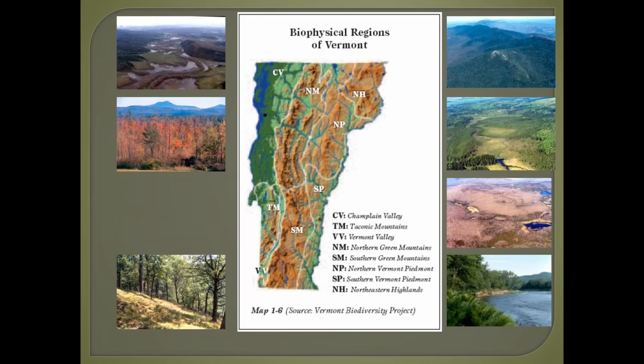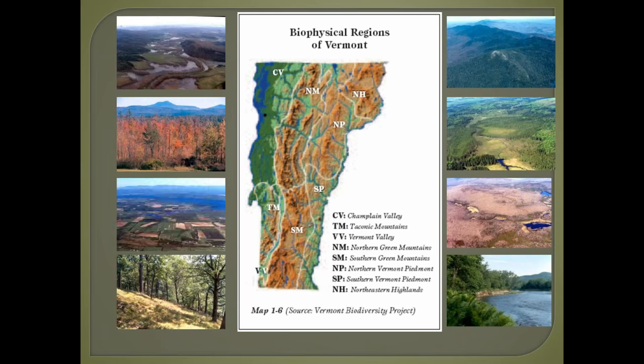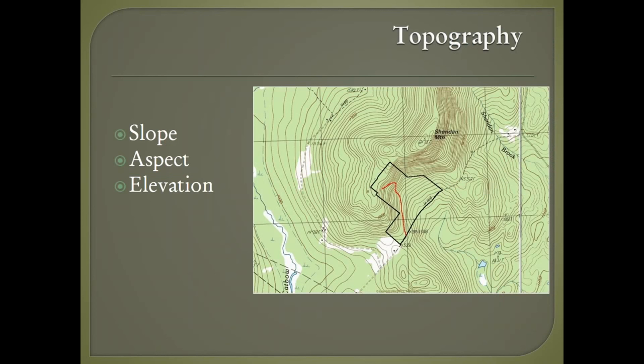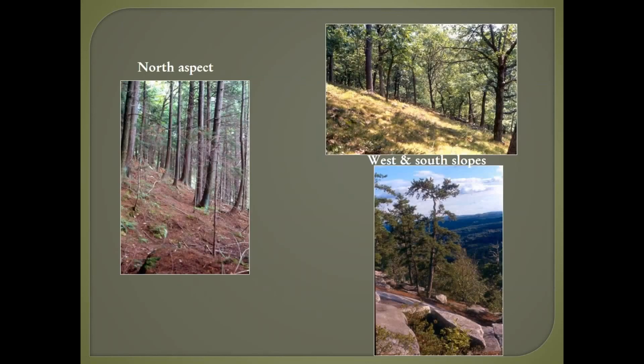So we do break things into biophysical regions. I've been saying Champlain Valley and the Northern Green Mountains, but we also have several other biophysical regions in Vermont, and those also drive the natural communities that we have. Topography is a dramatic driver of species composition. In Vermont, we have an advantage. We have really good soils. We have limestone, calcium-rich soils, and we also have a really varying degree of topography. Our slope, aspect and elevation are diverse. So that diversity allows for forests to self-adapt to climate change.